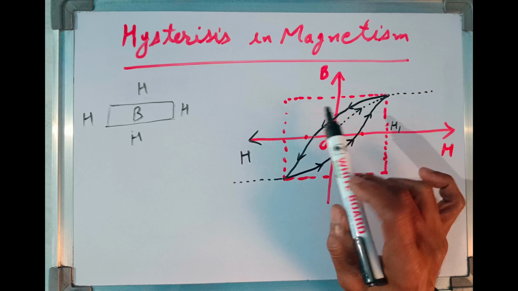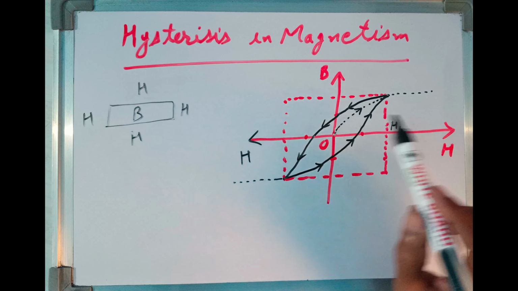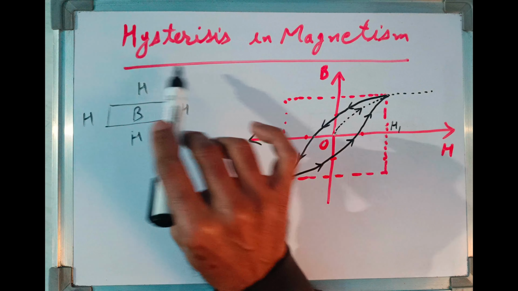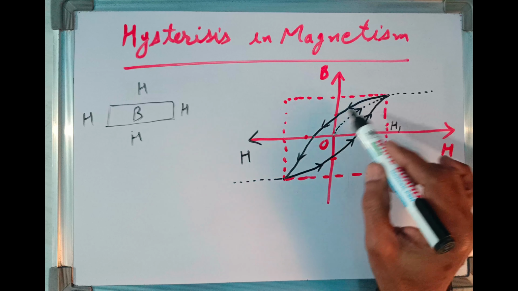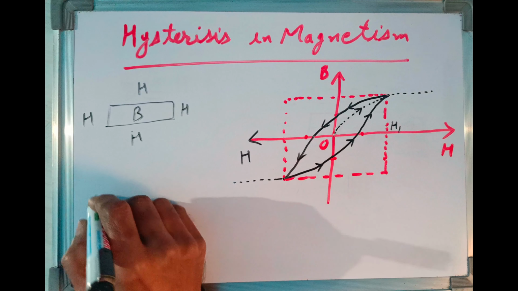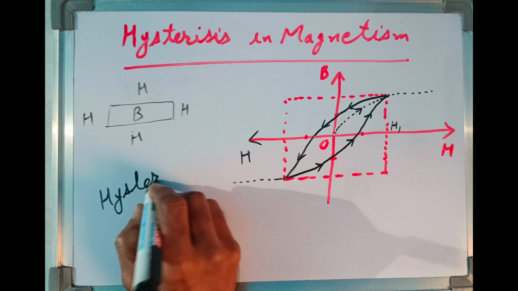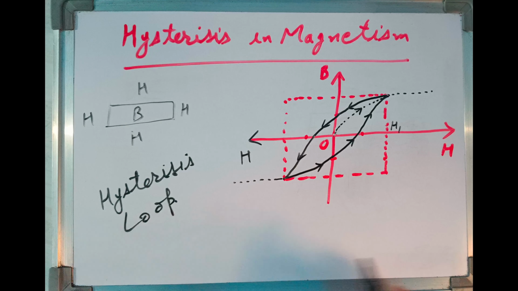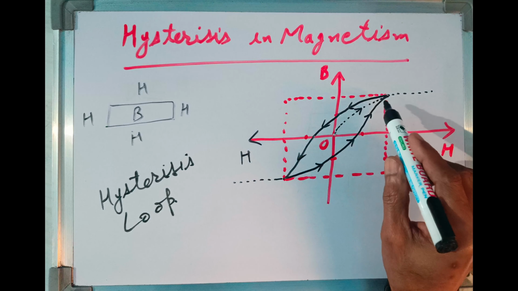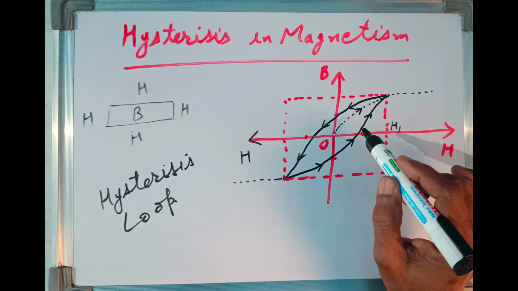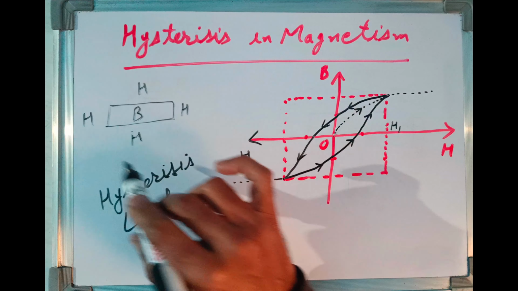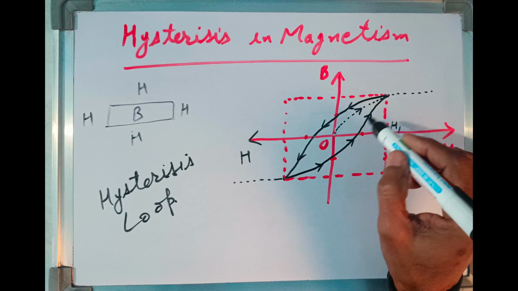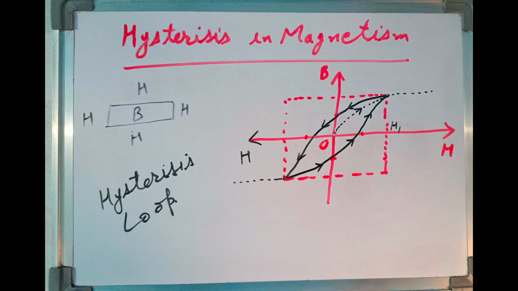This lagging behind of the induced magnetic field against the externally applied magnetizing field is called hysteresis in magnetism, and this graph is called the hysteresis loop. And during this complete cycle, some energy is wasted, energy from the external magnetic field, and this wastage of energy is equal to the area enclosed by this hysteresis loop.